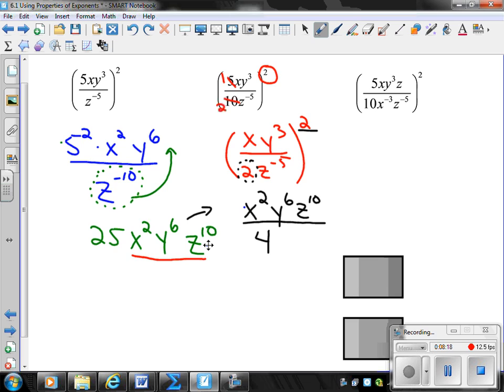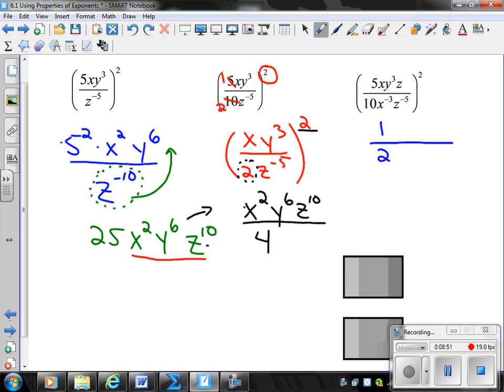The key with this is to do the simplifying before you do the squaring. You can square all the terms first if you like, but you might find it a little bit easier to do all the simplifying and then go about with the squaring part here. So here we go. First thing I'm going to do is simplify the 5 and the 10. So I know I can divide 5 into 10 twice, so I'm going to write that as 1/2.